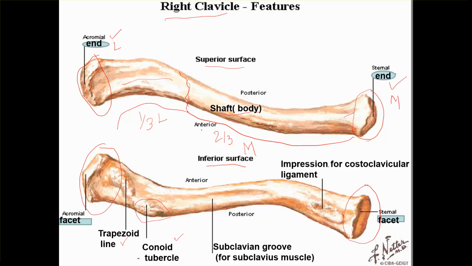In the shaft inferior aspect, you can look for the subclavian groove, which is for the subclavius muscle. And medially, look for the impression for the costoclavicular ligament. Here you can also see there is a facet. It's called the sternal facet, and on this side it is called the acromial facet. The reason we have these facets is because they form a joint. We'll see it next.